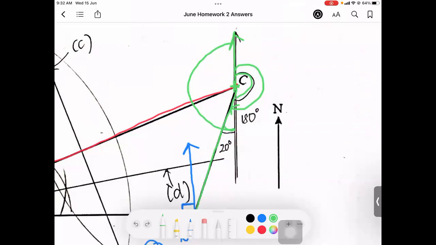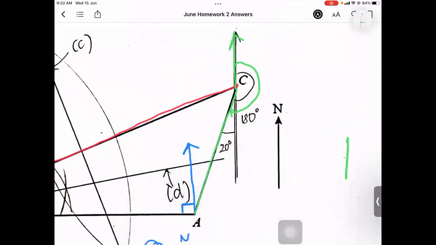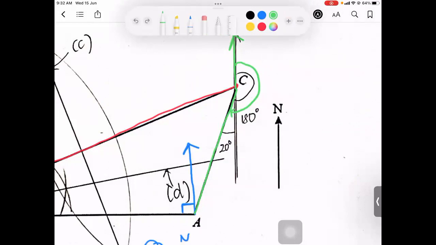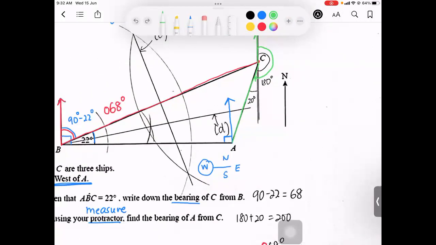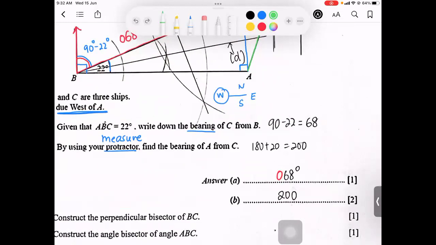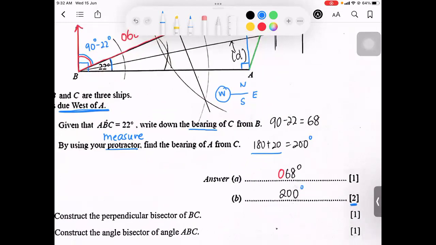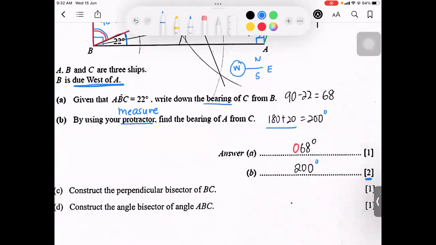So there is a range of acceptable answers as long as you indicate on your diagram, so the person can read what is the angle that you are measuring and it is of an appropriate reasonable value, they will give you as correct. So 180 plus 20 gives me 200 degrees. So my bearing is 200 degrees. And this one here, wow, 2 marks. That means they want to see your working as well. When you ever see a lot of marks, please make sure you try to do working.